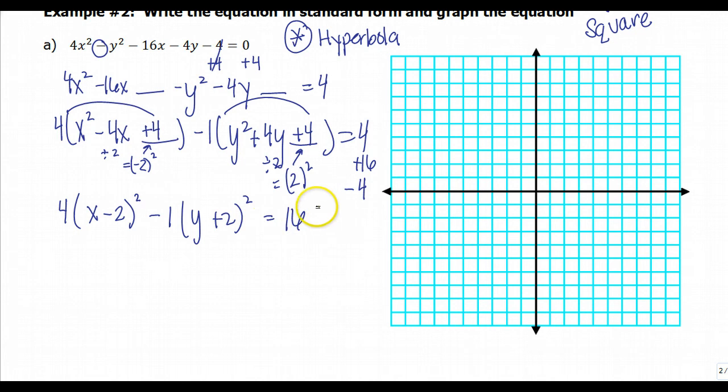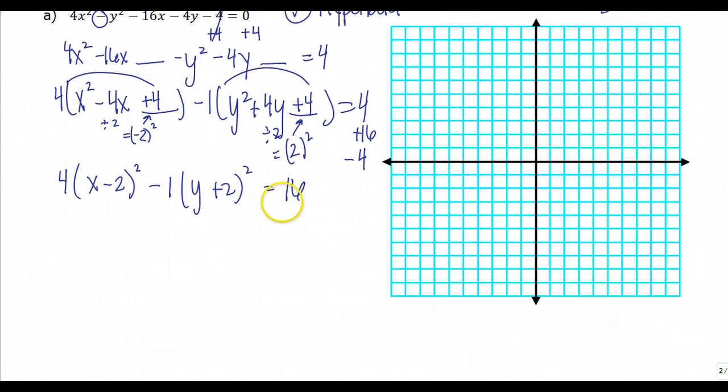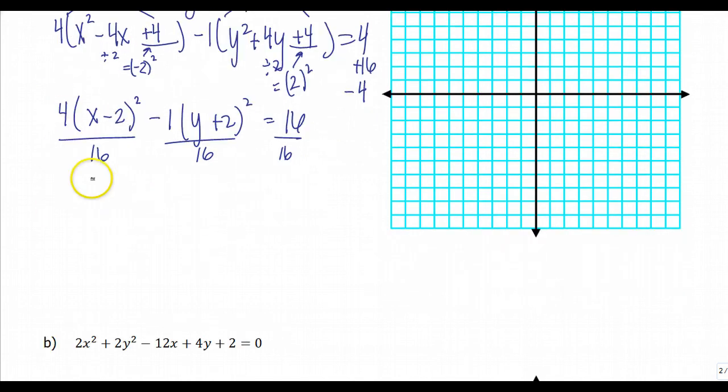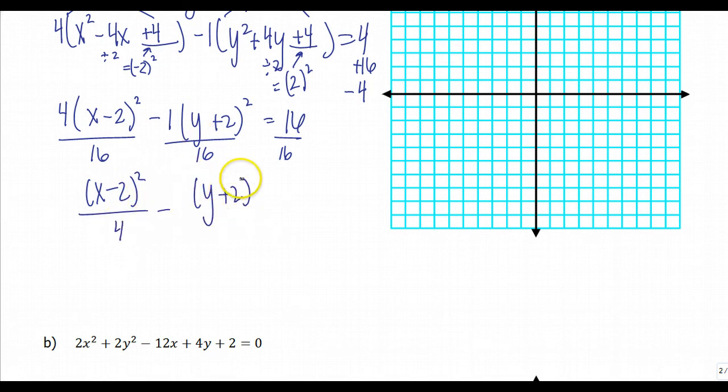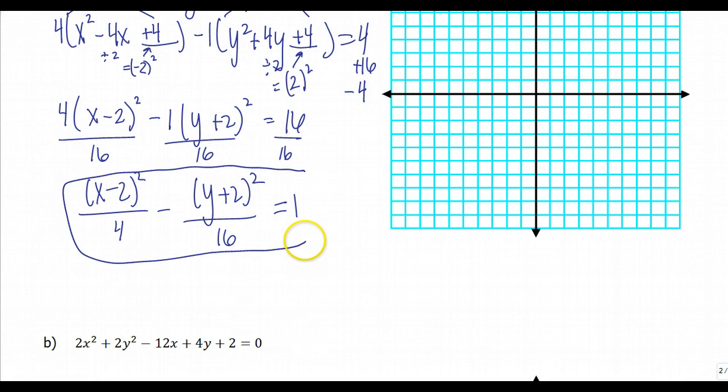But it's not quite in standard form yet. I have to divide everything by 16. And then I have to reduce my fraction. So 4 over 16 is 1 over 4. And then 1 over 16 is 1 over 16. And 16 divided by 16 is 1. So there is my equation for my hyperbola.